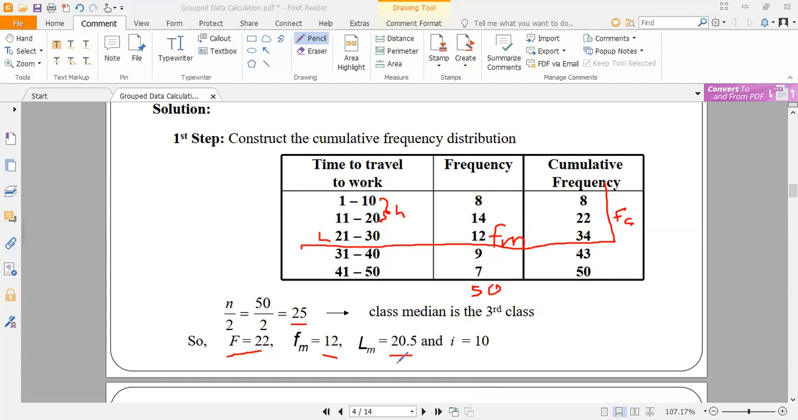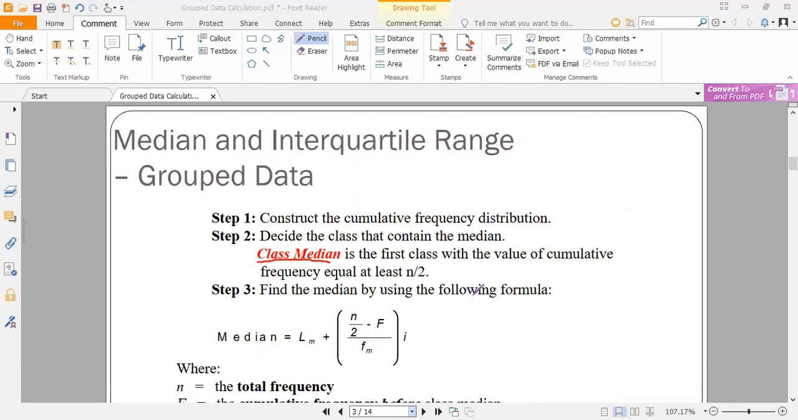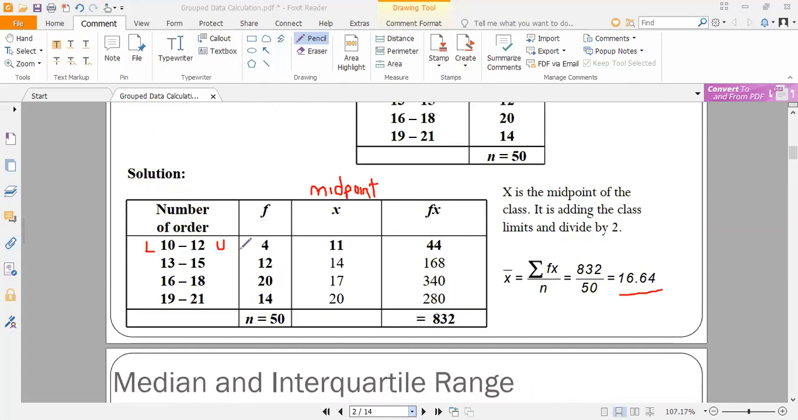Any questions? Okay, just to follow up, maybe to see whether you've understood. Looking at this data set here, what's the first thing we need to do?